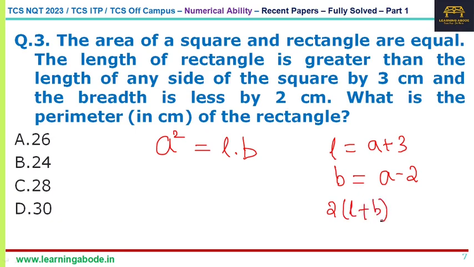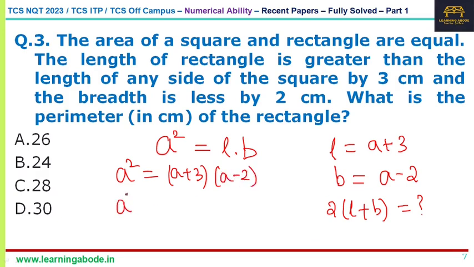Perimeter is 2 into (L plus B), is what we have to find out. Now this is a very easy question to solve. So A square is equal to L into B, right? So L is A plus 3 and B is A minus 2.